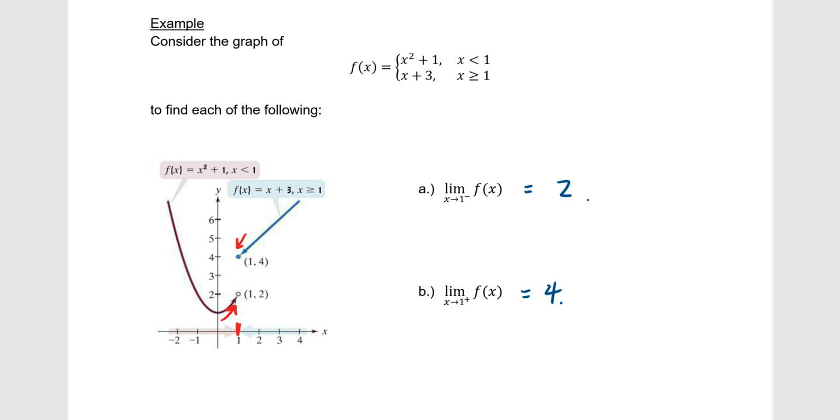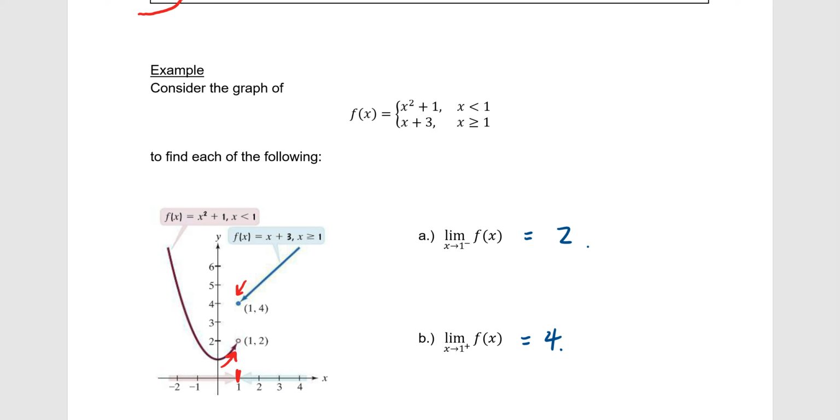Okay, and we were nice here and we have a nice graph given to us in my notes. So if we were not given the graph in our notes, we would actually have to plug it in, and it's pretty easy. From the left means less than 1, so we would use that first function, and then from the right means greater or equal to 1, so we would use the second function.